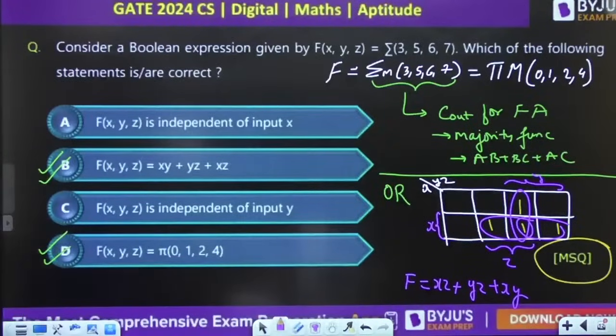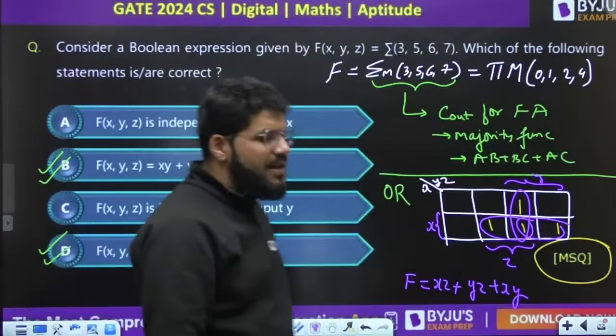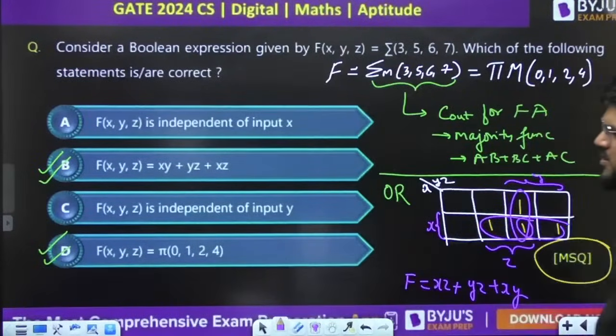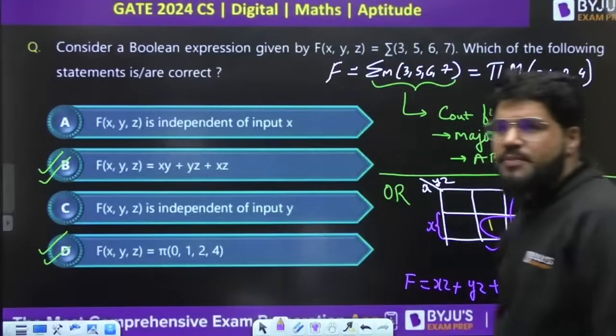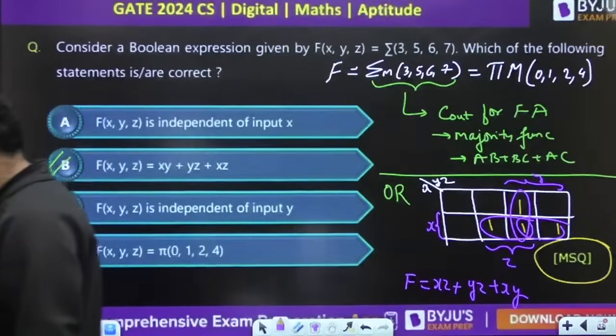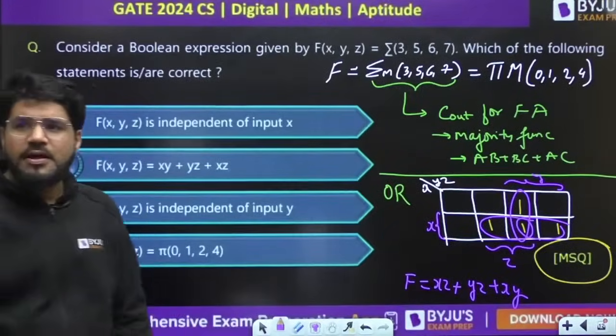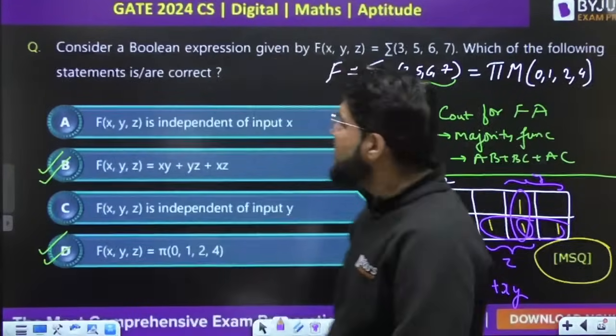So the correct answer for this MSQ question is BD. Am I right? BD. Yes, this is what I have got. Done. Next question then.